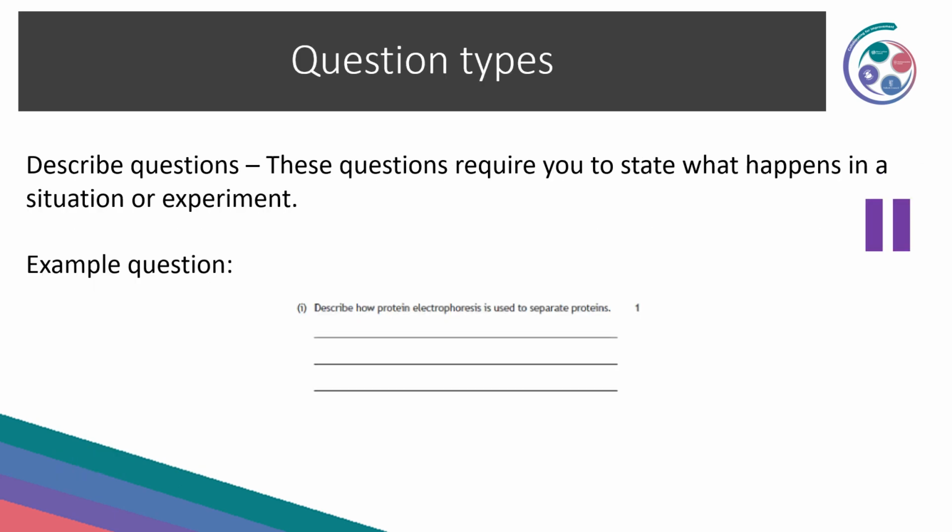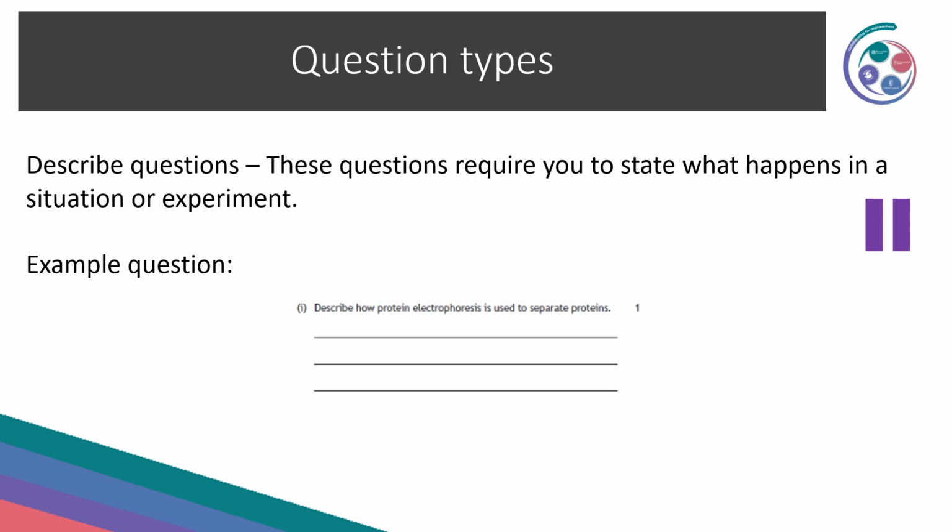So there are different question types that the SQA are trying to make you more aware of. The first one they've said is focusing on describe questions. These questions require you to state what's happening in a situation or an experiment. An example question from a past paper I have here is: describe how protein electrophoresis is used to separate proteins. So focusing on that particular word at the start of our question, describe, we need to state what is happening in this particular method of separating proteins.